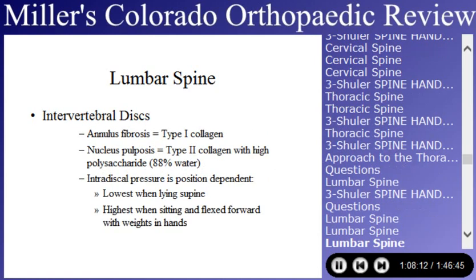Intervertebral disc, and the easy way to remember this, it's soft in the middle, hard on the outside, so the collagen on the outside is type 1, hard, bone, O&E. Type 1 collagen, soft in the middle, type 2. 88% water, high polysaccharide content. Interdiscal, now this is minutia that they actually tested on, but it makes sense.